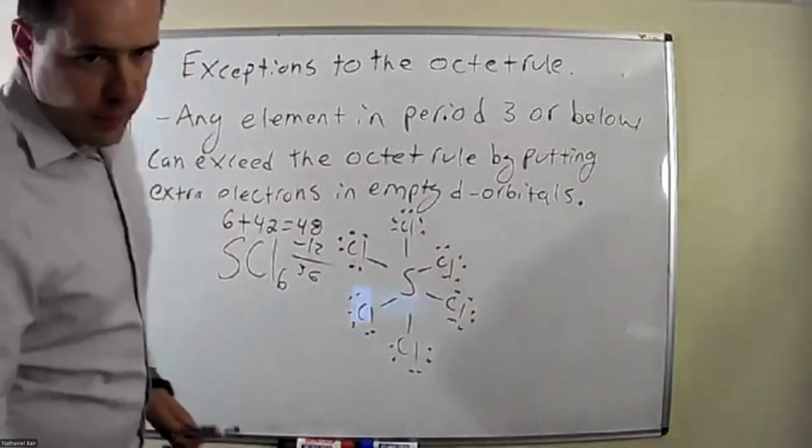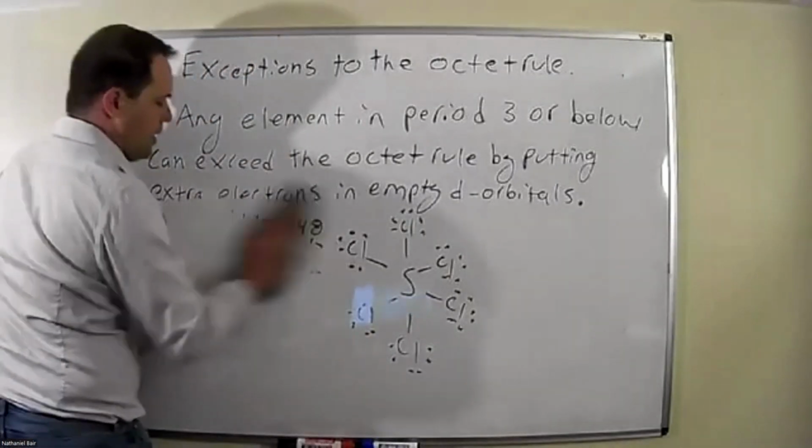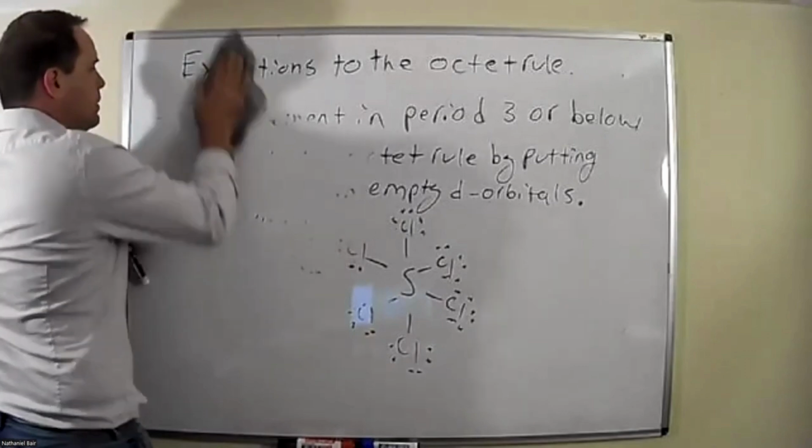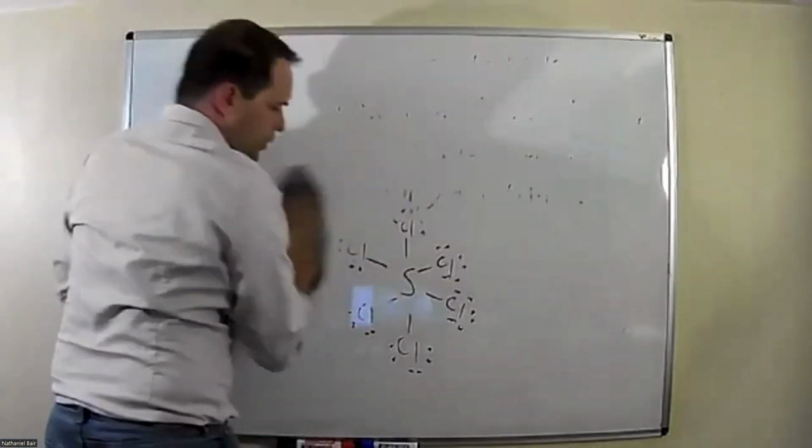All right, let's do one more of these exceptions to the octet rule, and then we'll get into bond polarity, and we'll come back to this talking about molecular geometries and VSEPR theory and whatnot.